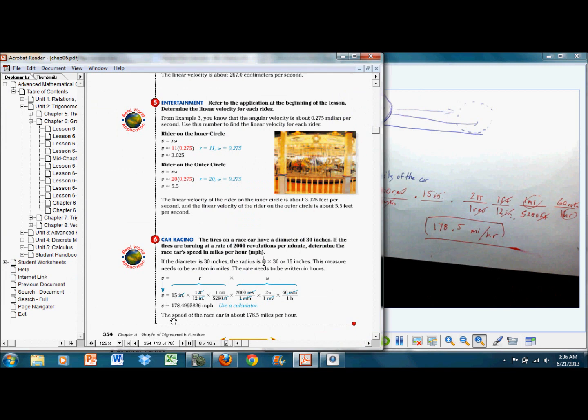Cool. And that pretty much ends the lesson. Now you know how to calculate race car speed and everything. So that's linear velocity, and you've also learned angular velocity today.